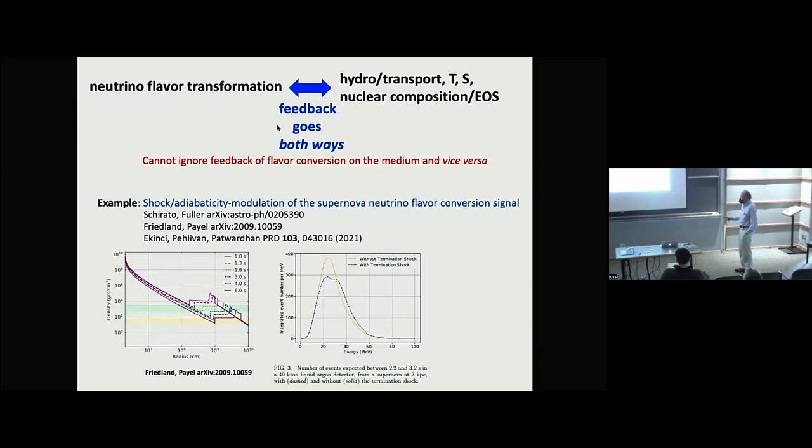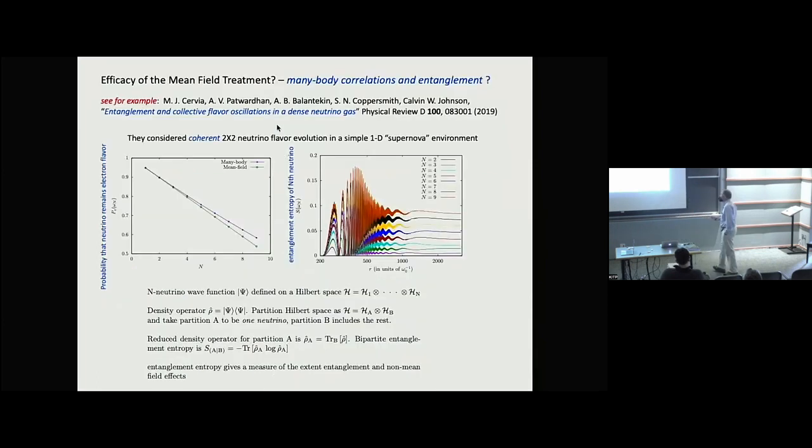Here's a kind of in-your-face example from work by Payel and Friedland: shock adiabaticity modulation of supernova neutrino flavor signal. Here's the shock. Alex talked about this last week a little bit. And there's a difference in the neutrino signal you get from that effect.